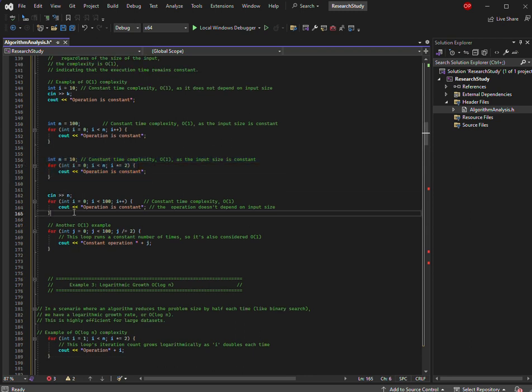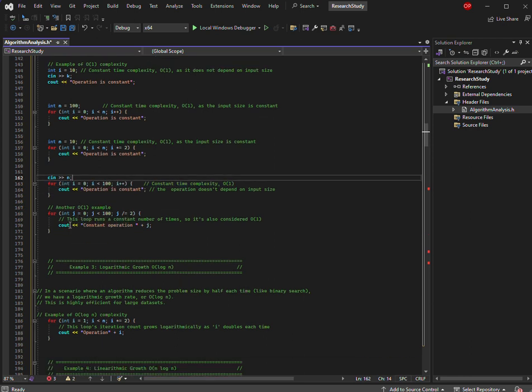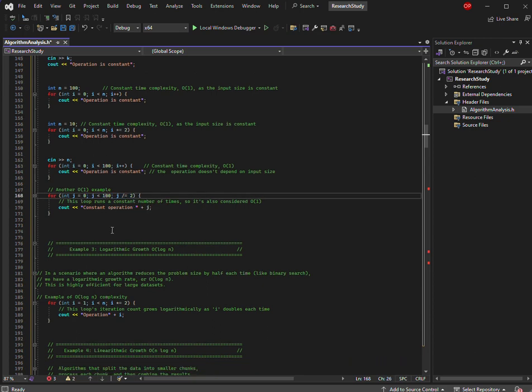Here's another one. We have the input size but that doesn't appear anywhere in the loop. So this will make it O(1) because the operation doesn't depend on the input size. Another example here, we have what looks like a log n, but there is no variable here, so it's also considered O(1).